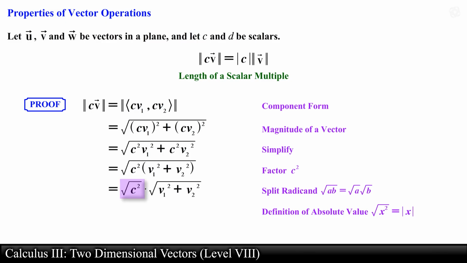Recall that the square root of a quantity squared is by definition the absolute value of that quantity, so we can rewrite this radical as the absolute value of c. Lastly, the radical expression on the right is essentially the definition of the magnitude of vector v. So we have shown that the left-hand side is equal to the right-hand side, and this ends the proof. Alright, in our next video, we will go over and cover unit vectors.